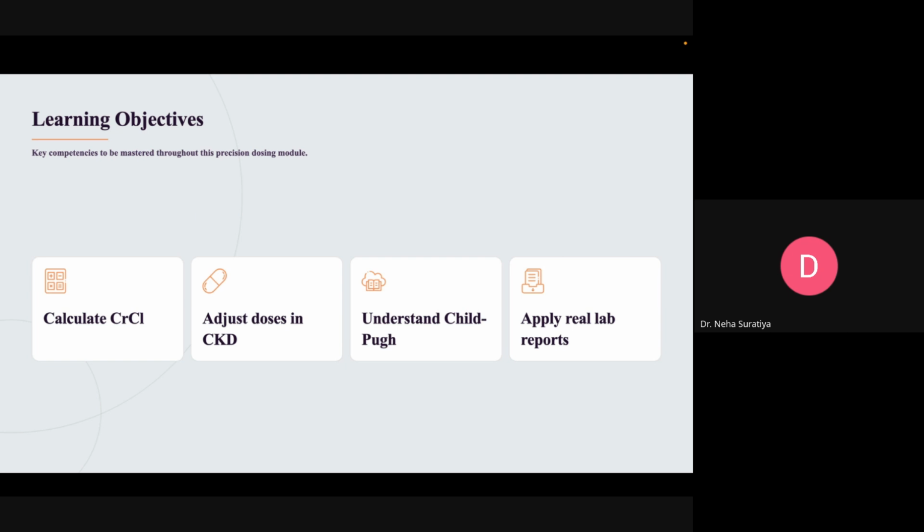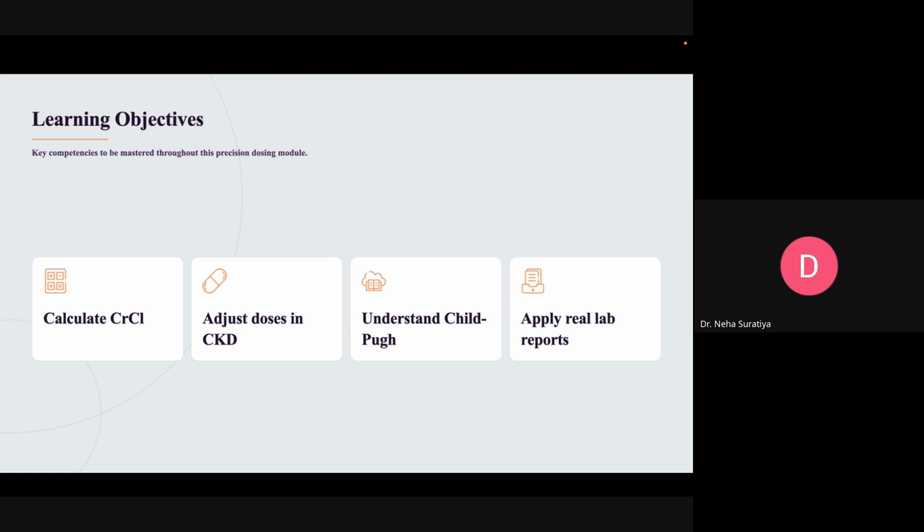Second, you will be able to adjust the doses in the CKD patient. That is extremely important. You should know how much to reduce and why, not just that dose adjustment is required. Dose adjustment you can simply do by applying a formula which is already predefined, and it is easy to remember in daily practice. But what is important is in which situation exactly you need to do this dose adjustment, and why. So that is extremely important. You should know how much to reduce and why it is important. That is our second learning objective.